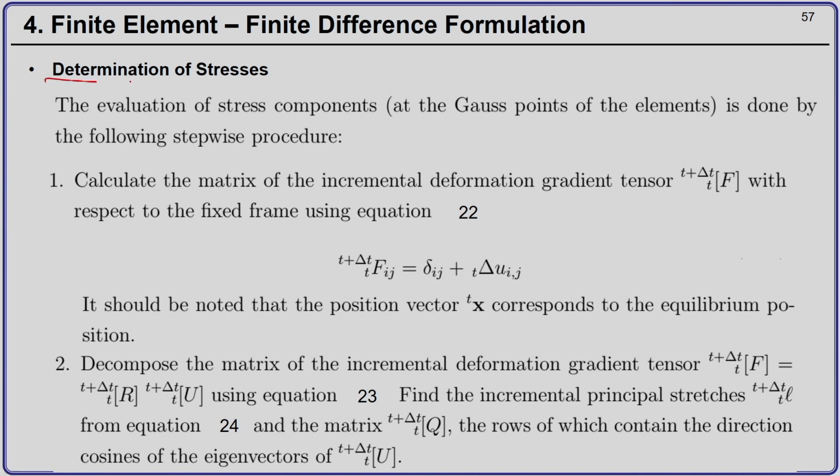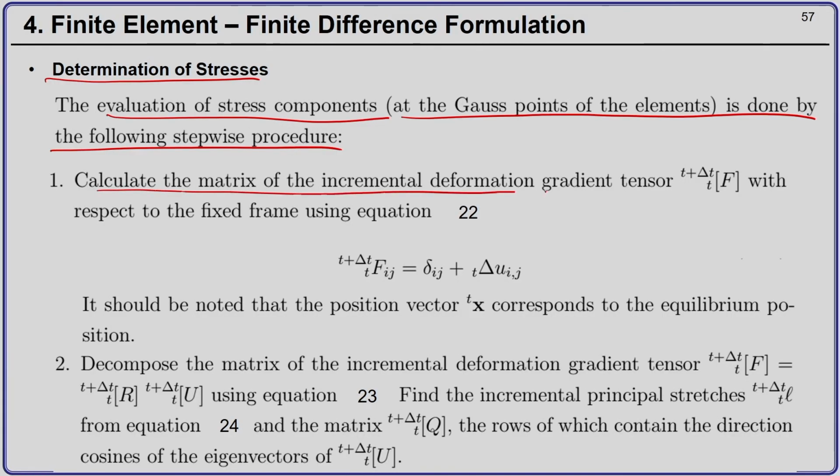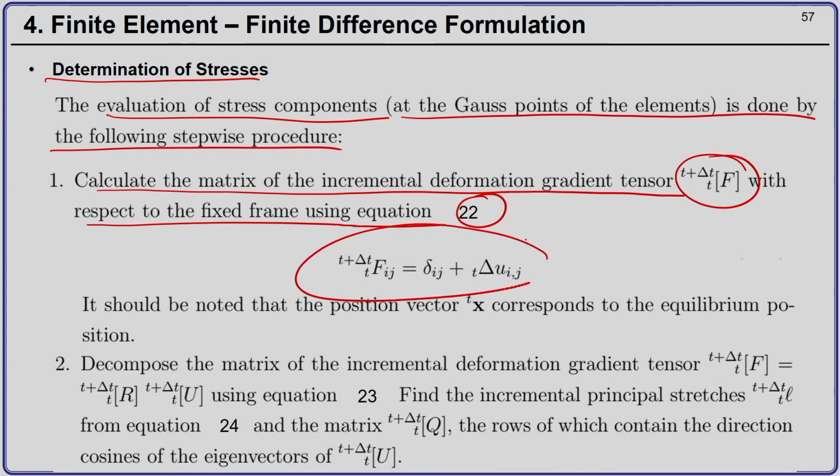So, determination of the stresses is carried out using the following procedure. The evaluation of stress components at the Gauss points of the element is done by the following stepwise procedure. Remember, we are using a different kind of objective stress rate. We calculate the matrix of the incremental deformation gradient tensor F with respect to the fixed frame given by equation number 22, and we use the following formula. It should be noted that the position vector x corresponds to the equilibrium position.